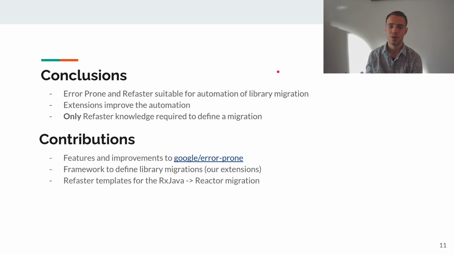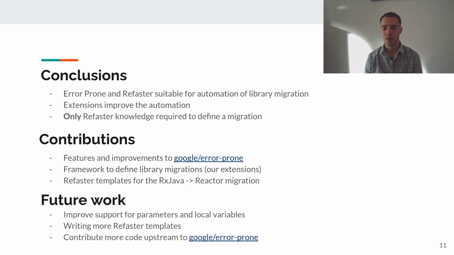And then the contributions. We already did quite some PRs for features and improvements on the upstream code base of Google Error Prone, and our framework to define these library migrations is open source, and so are our extensions. We also open sourced the Refaster templates that we use to automatically migrate ArcJava to Reactor.